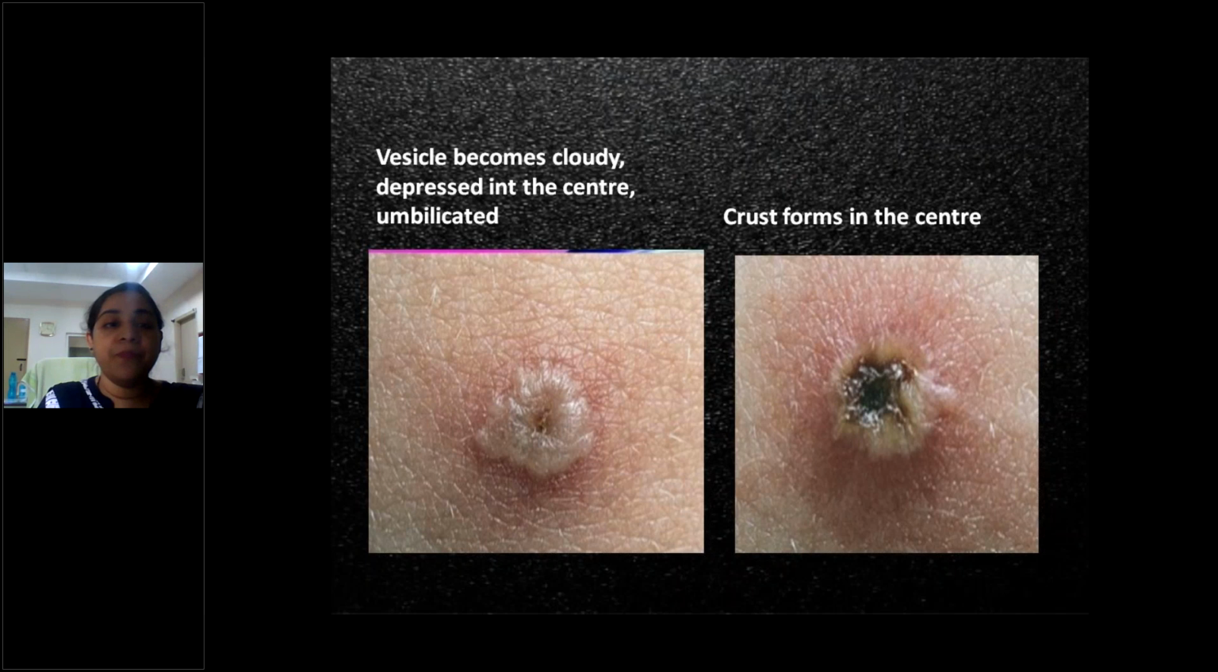See this diagram? The vesicle becomes cloudy and depressed in the center, and it is usually umbilicated. Next, what is happening? It is becoming dry, right? The crust is formed in the center.